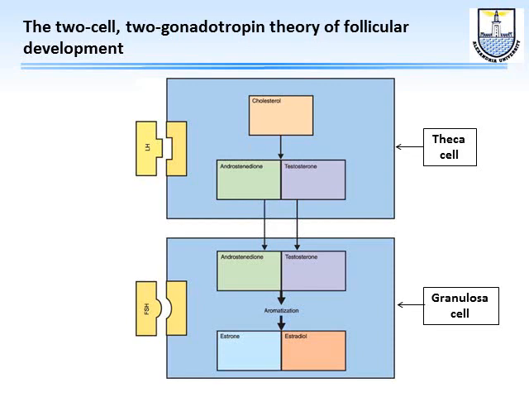Shown here again in the upper panel are the theca cells, and the lower panel is the granulosa cell. The theca cells, as we said, use cholesterol to produce progesterone and androgens. These androgens go inside the granulosa cell, but the theca cells cannot produce estradiol. Estradiol is only produced in the granulosa cells because they contain the aromatase enzyme.